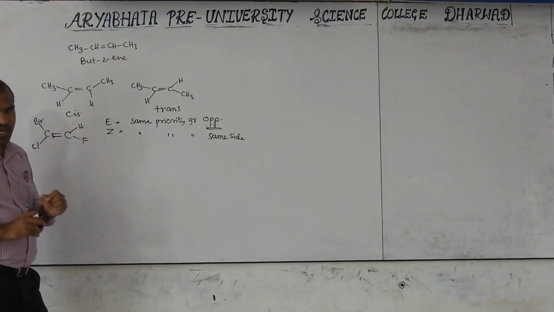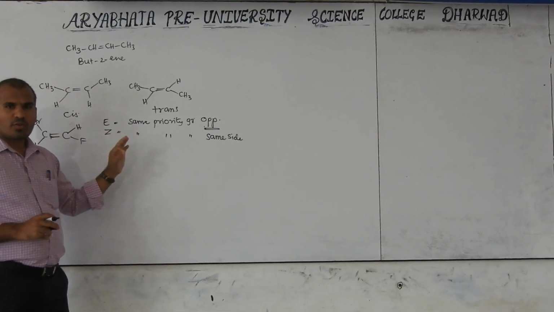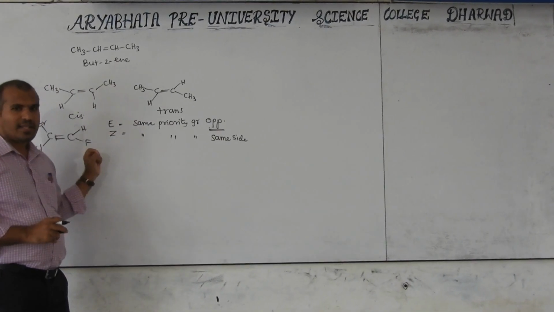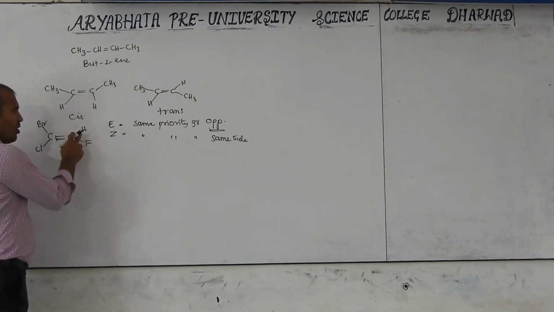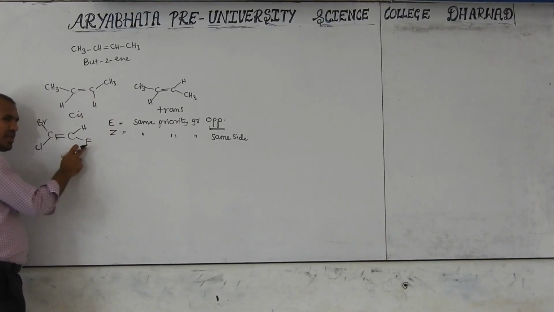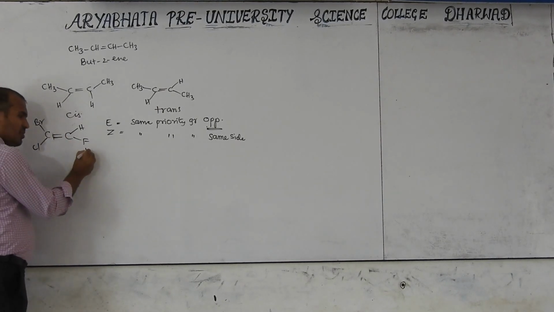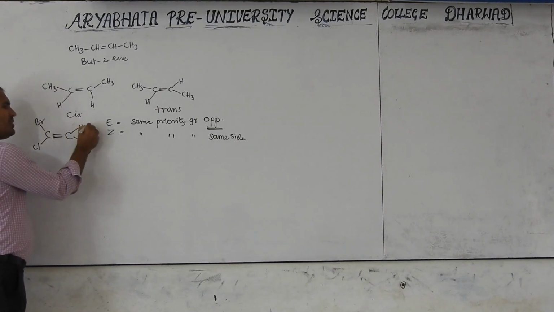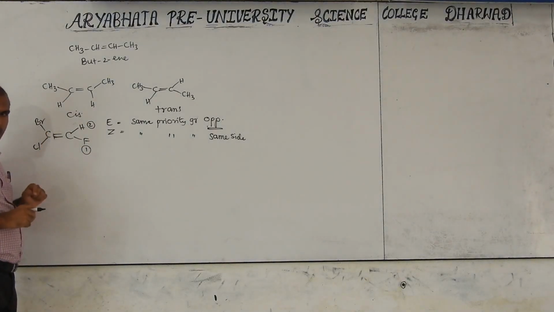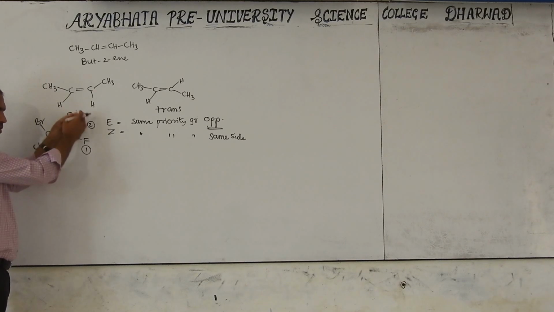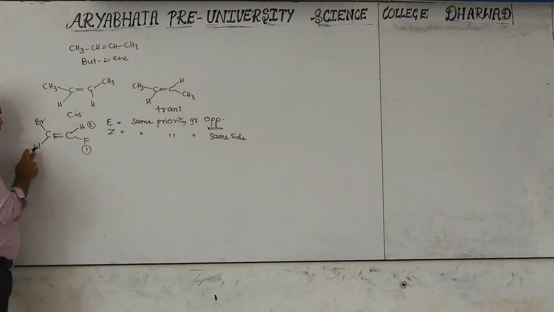Now we have to give the priority. How to give the priority? The group or atom with higher atomic number gets the first priority. Check the atomic number: this is atomic number 1, this is atomic number 9. First priority goes to the higher atomic number, so this is the first priority group and this is the second priority group. We have to identify for each double bonded carbon, not total, here one and here also one. So here bromine and chlorine.